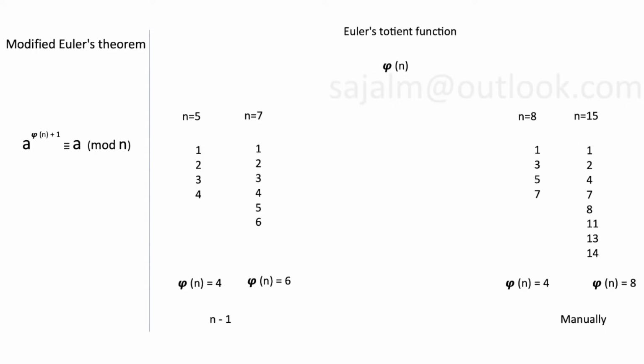For prime numbers like 5 and 7, phi n produces the result n minus 1, which is simple to calculate. However, for non-prime numbers like 8 and 15, there is no easy way of computing phi n, but manually.